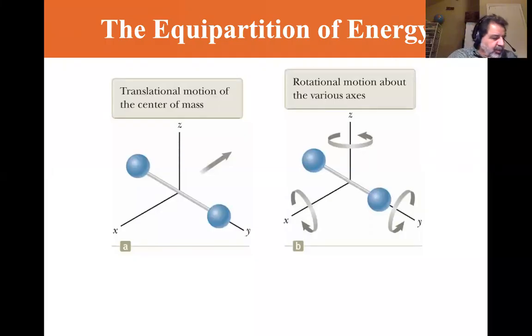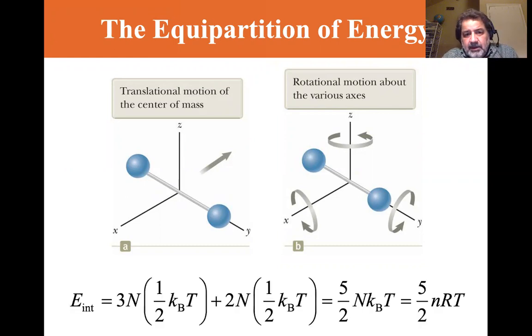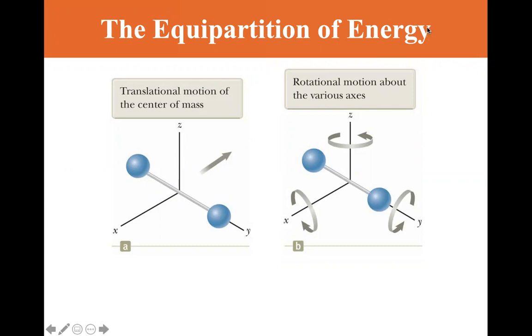All right, we're at section 20.3, the equipartition of energy. Let me dismiss this so it doesn't interfere with the slides. Okay, so when we get to diatomic molecules, we can see that diatomic molecules can have translation, as shown in figure A here, translational motion of the center of mass of this diatomic molecule. But we can also have rotational motion about the various axes. In particular, we're interested in the rotation about X and the rotation about Z.